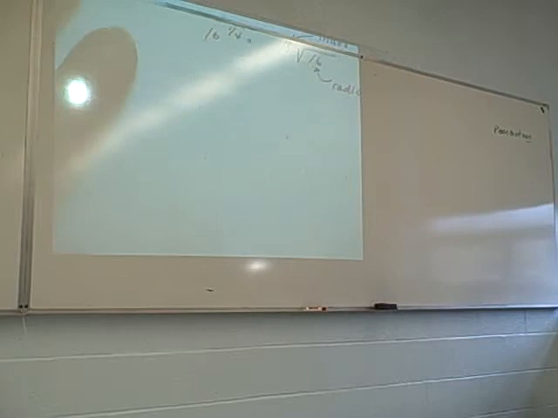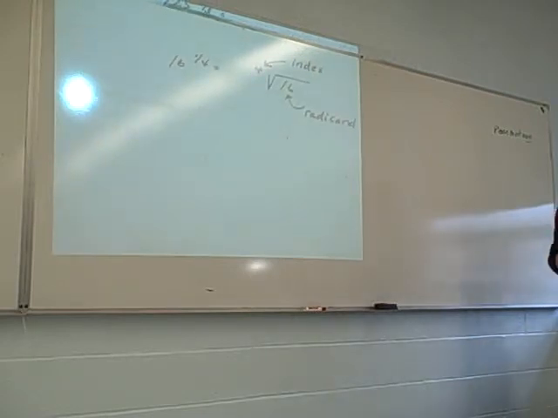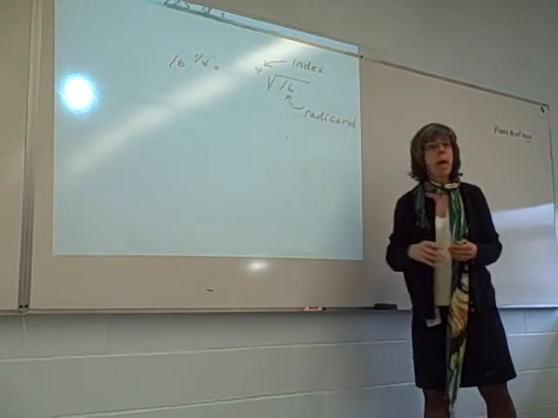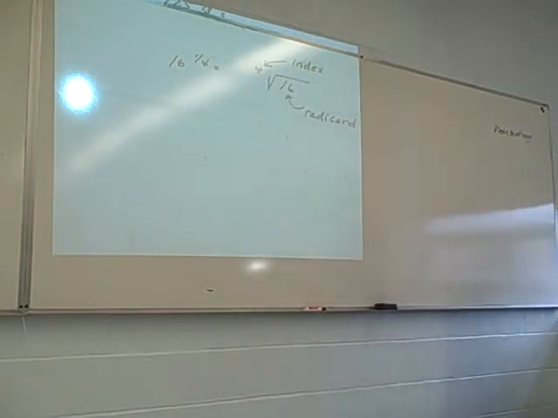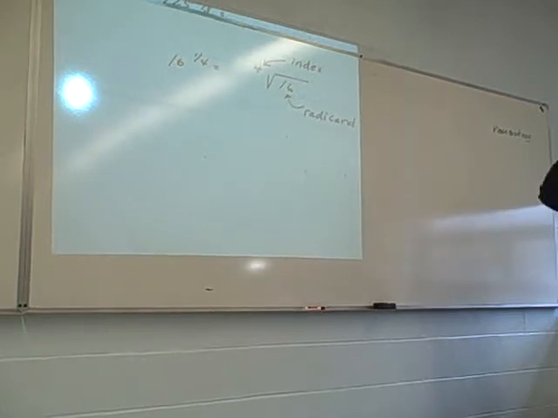Okay, so here's the vocab that I want you to know. This is called the index, and the number inside is called the radicand. Okay, so we have the index, and we say that that's 16 to the 1/4 power. So I could read that as 16 raised to the 1/4 power.